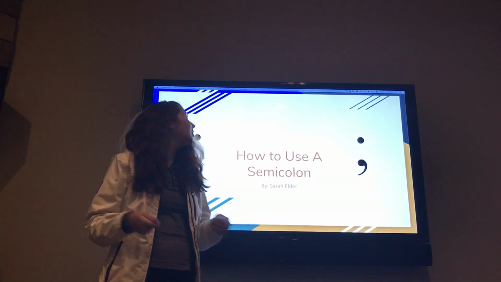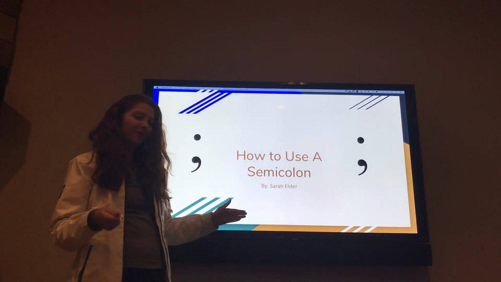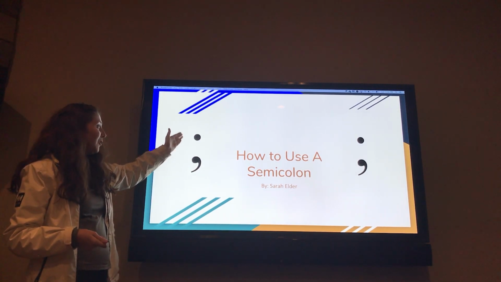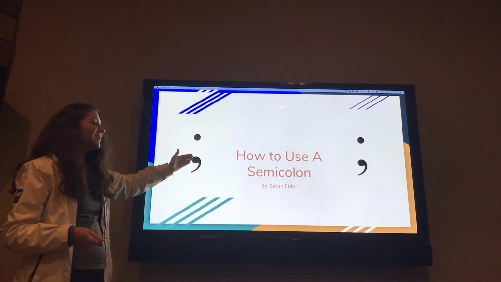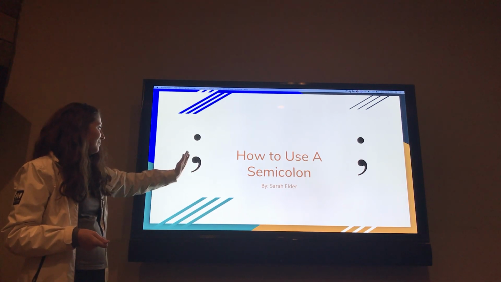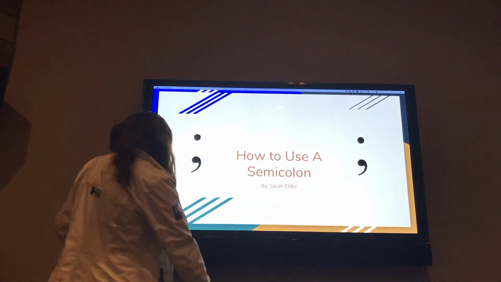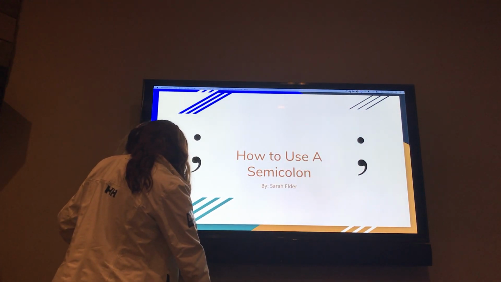Today I will be teaching you how to properly use a semicolon, which are these little funky features right below. It's a colon, but instead of the dot below it, there's an apostrophe. So it's a dot and apostrophe. Now, first you're wondering, what is a semicolon? Well, here is a definition.